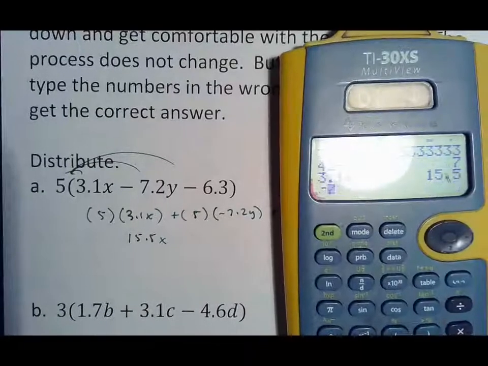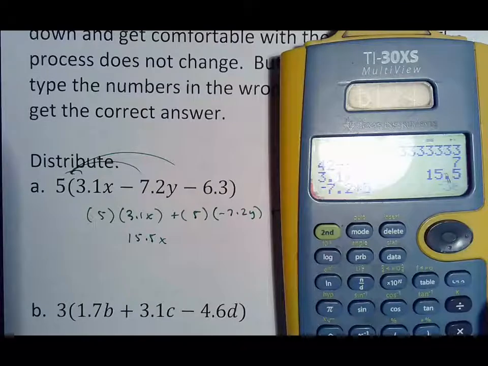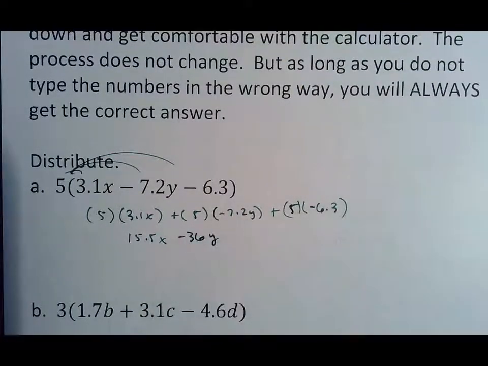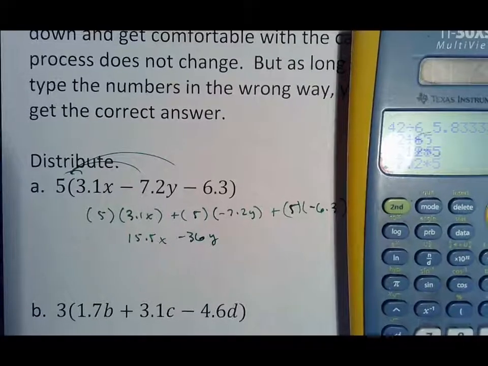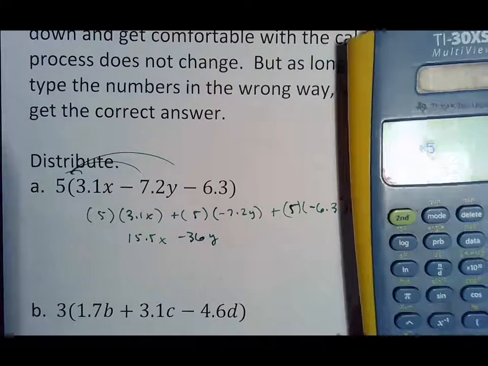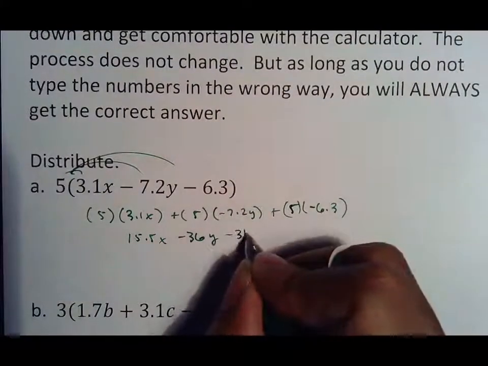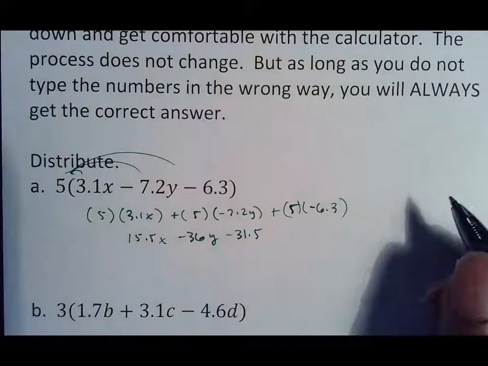Negative 7.2 times 5 is negative 36. Just bring down a y. And then 6.3 times 5, again, a negative times a positive would be negative, is 31.5, so minus 31.5 with nothing attached. And that's all it takes.